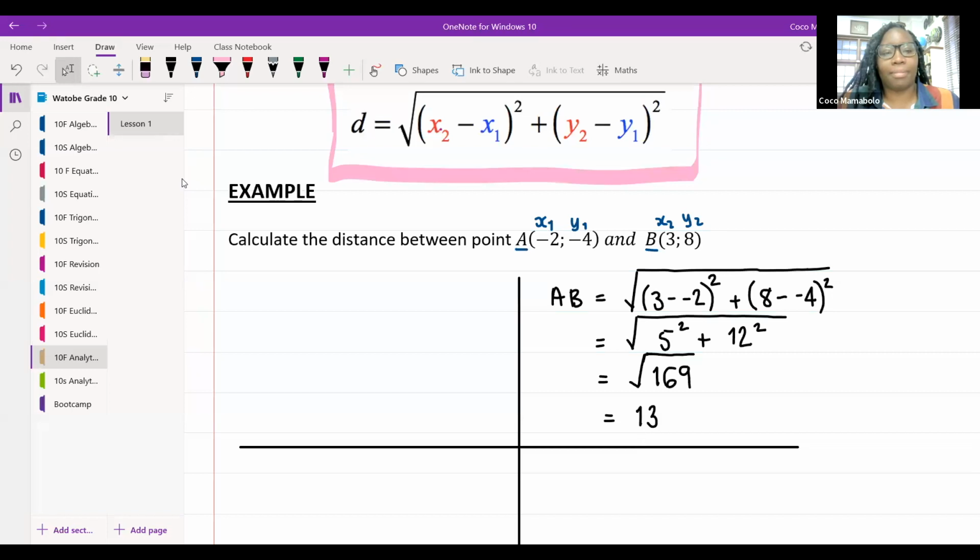Hi, ma'am. Ma'am, I'd just like to ask, I punched the first part of the formula, the 3 minus -2 squared in the brackets, and my calculator gave me 25. So ma'am, I would just like to ask, where do you get that 25? How do we get there?